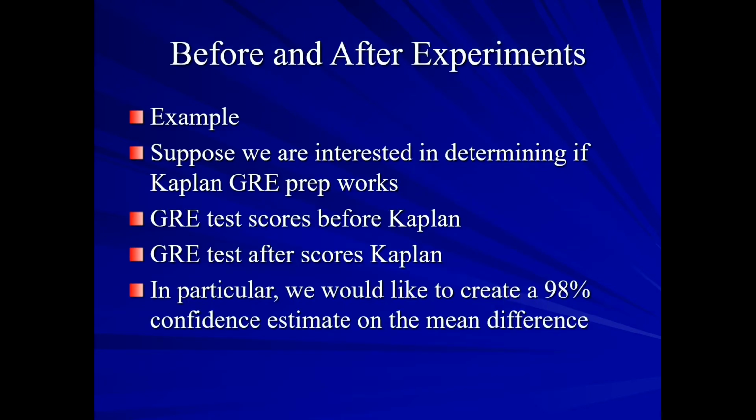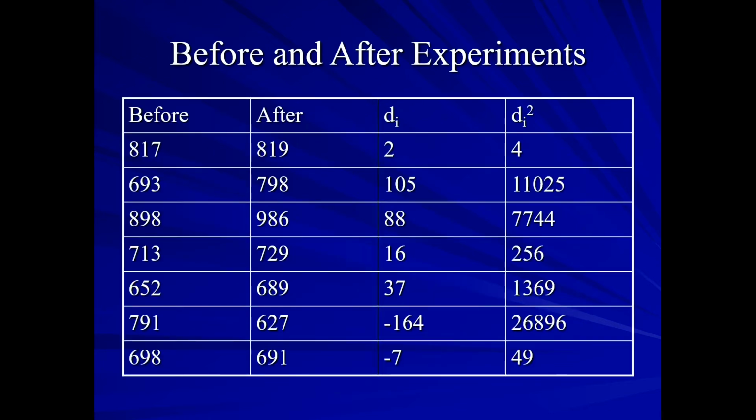So let's take a look at an example of a confidence interval. Suppose we're interested in determining if Kaplan GRE prep works. And so we've got GRE test scores before Kaplan and then GRE test scores after Kaplan. And in particular, we'd like to create a 98% confidence estimate on the mean difference. And so what we have are our before scores and then our after scores.